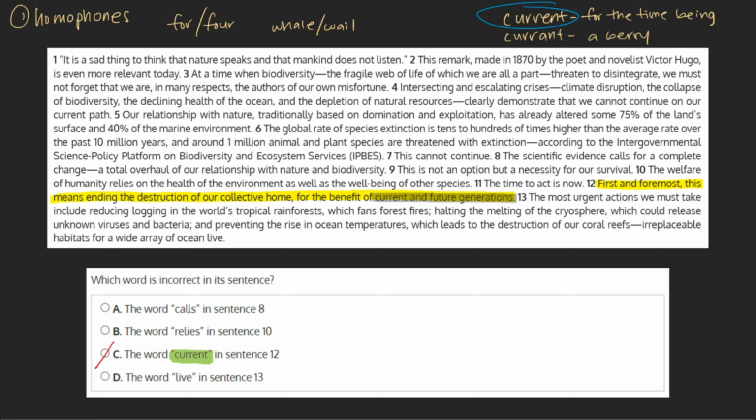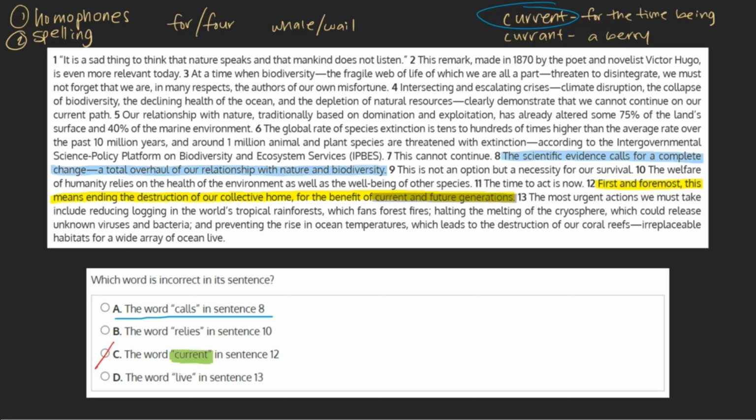As we've eliminated our homophone, our next step would be to note any choices with incorrect spelling. Taking a quick look, we can see that our remaining choices are spelled correctly. As a last step, we simply go through the remaining choices and check if they're being used appropriately in their given sentences. A. The word calls in sentence 8.